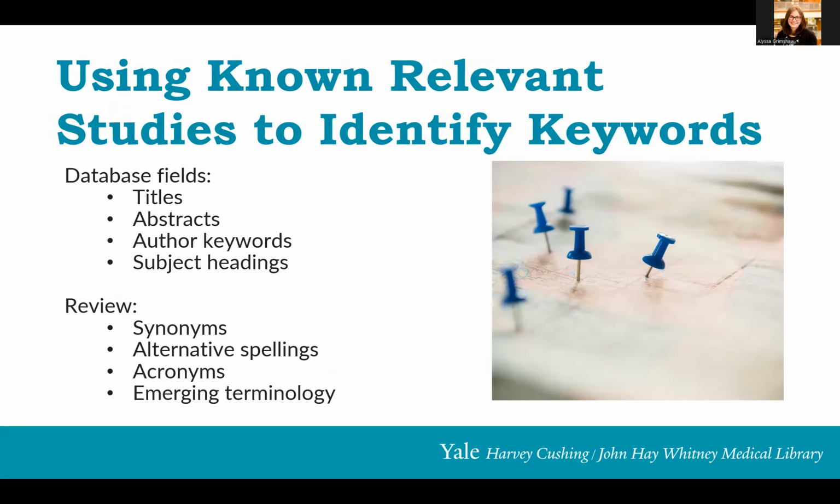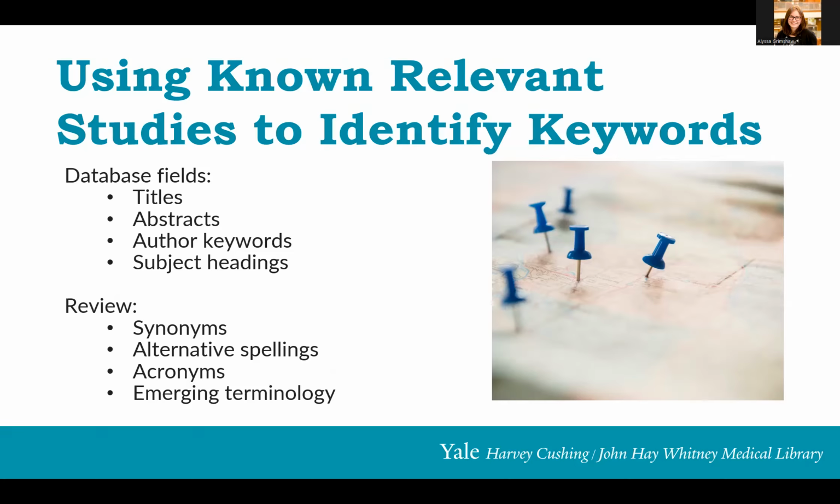Using known relevant studies to identify keywords. One of the most valuable uses of known relevant studies is terminology discovery. Most researchers describe concepts differently than database indexers or authors. Known relevant studies help reveal how the literature actually talks about the topic. When you're looking at the concepts in the databases, the particular fields that I look at are titles, abstracts, author keywords, subject headings, and publication type potentially. Although I will say with most evidence synthesis, if it's not limited to randomized controlled trials, limiting by publication type can be really problematic.